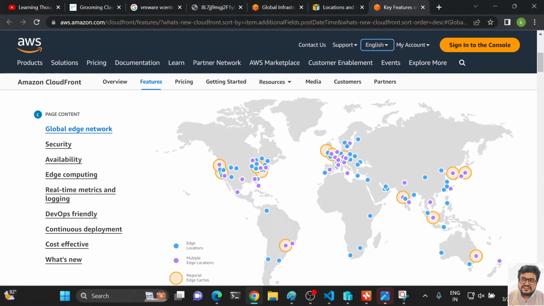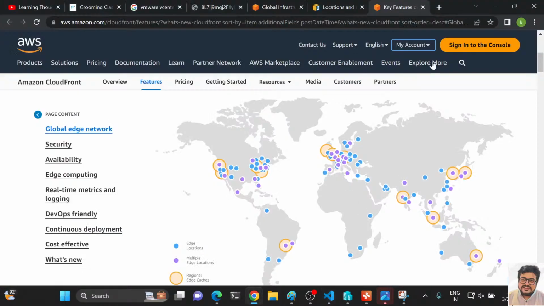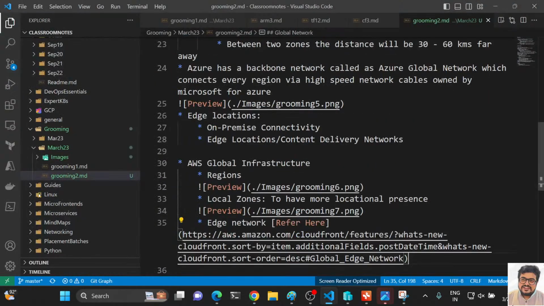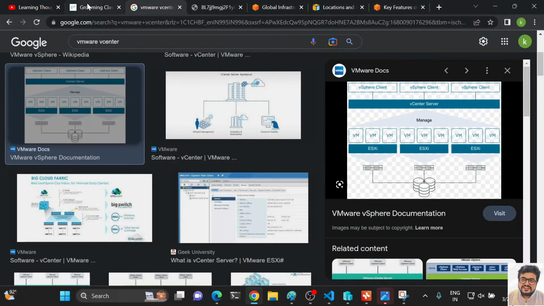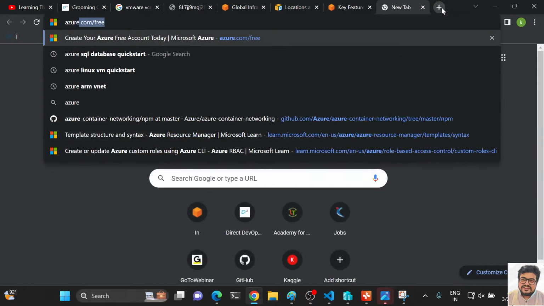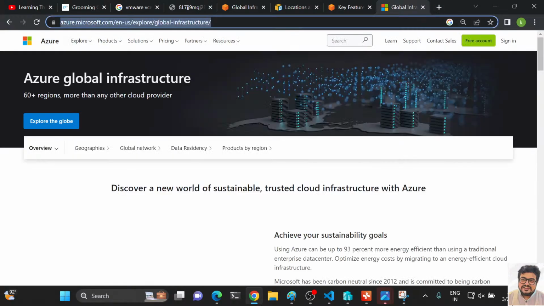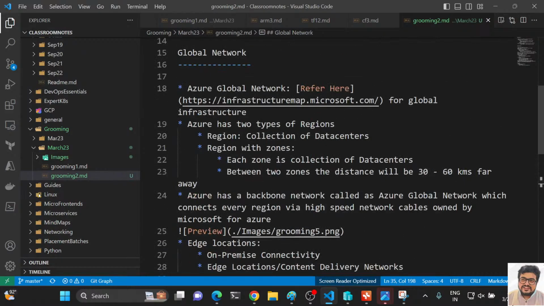Here also we have an edge network. Let me give you some links so that you can play around or refer to them: edge locations and Azure global infrastructure. I think I have given them.